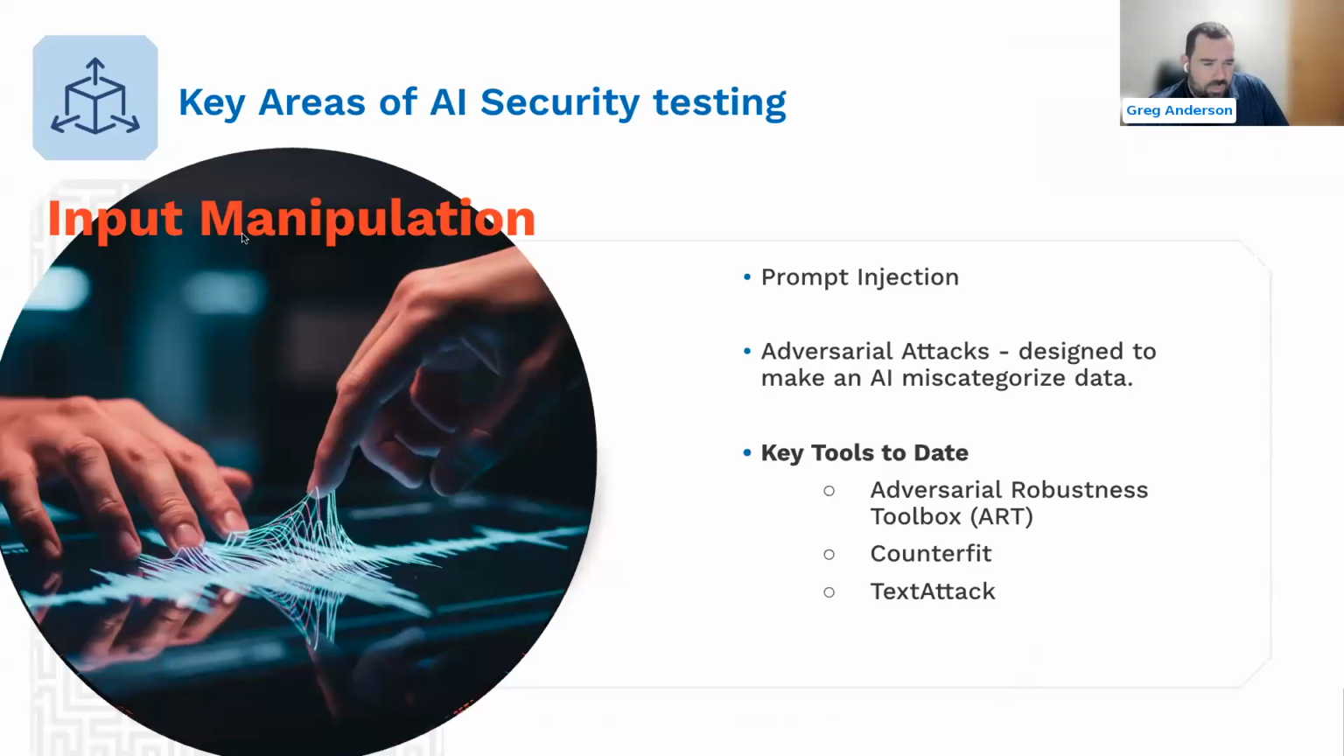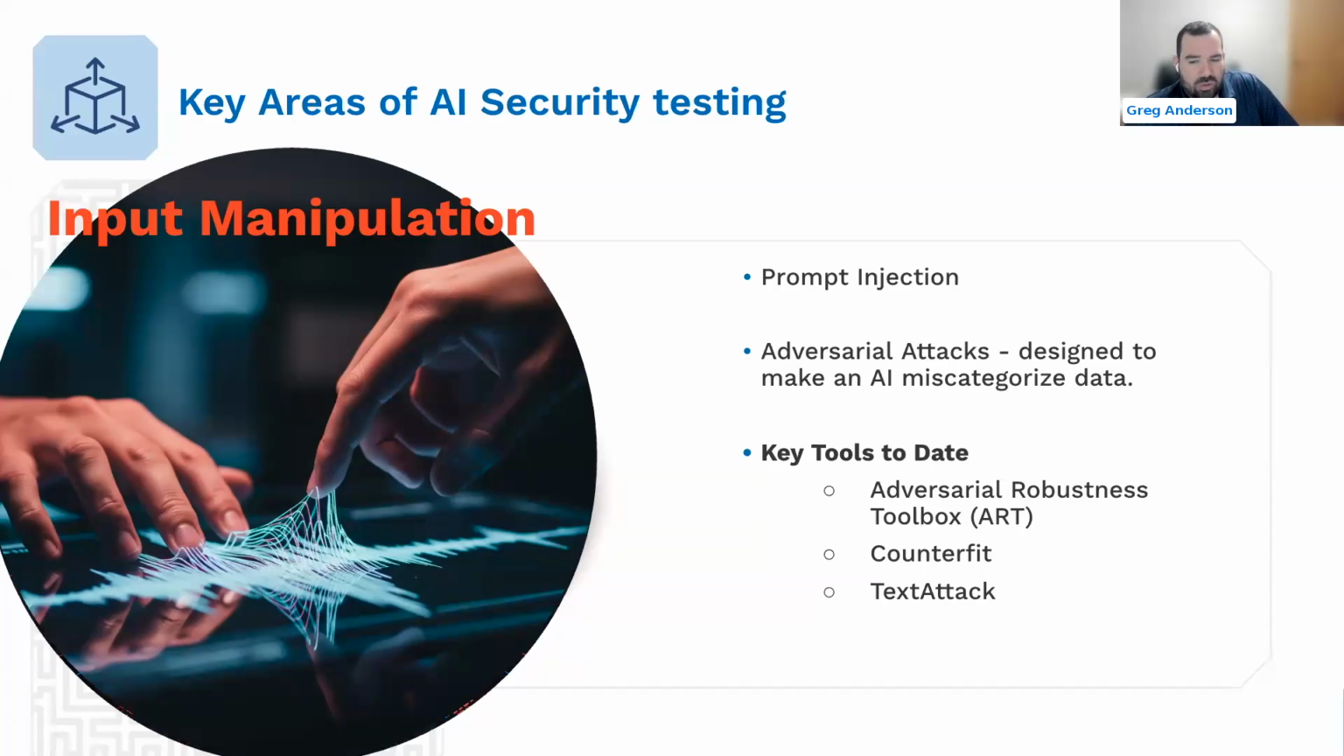Starting with input manipulation, I think this is the category most people think of when we talk about vulnerabilities specific to LLMs that are used directly by end users. That's things like prompt injections or adversarial attacks designed to make the AI misclassify data. So anything that requires input manipulation. Some people like to break these out. There's another really popular diagram with, I believe, eight different categories in AI security testing, but we wanted to lump them together by vulnerability category, at least to start with, for simplicity.